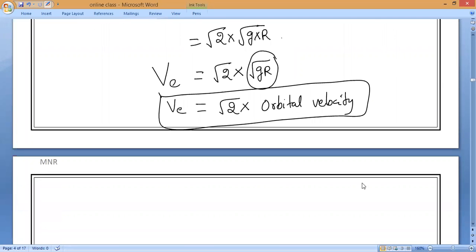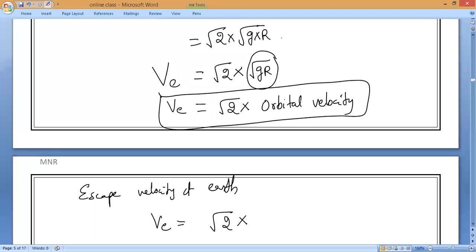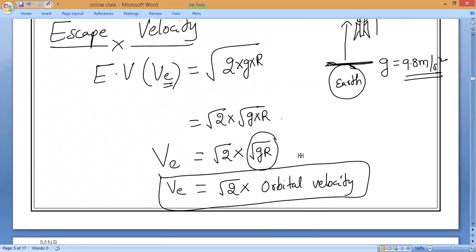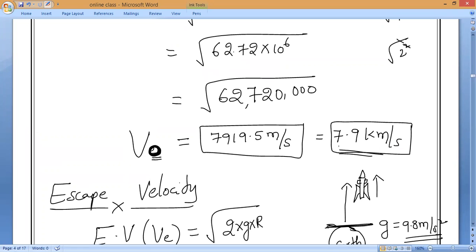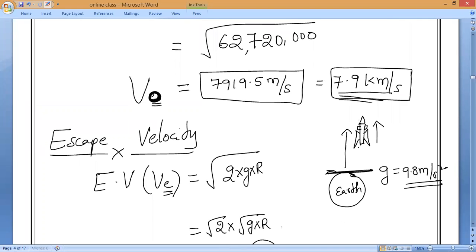So let us find the escape velocity of Earth. So tell me what is the answer? Root 2 into what is the orbital velocity of Earth? We calculated. What is the orbital velocity of Earth? All of you, everybody should tell me. 7.9 kilometer per second, sir. 7.9 kilometer per second. That's all.